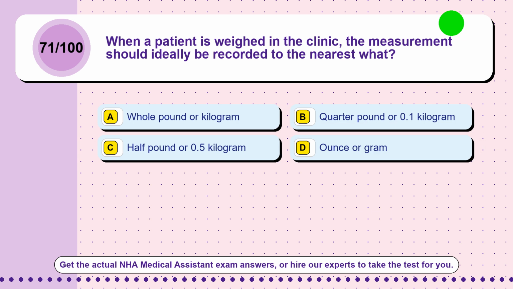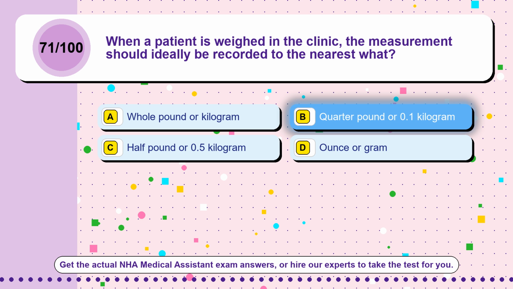Question 71. Which antiseptic is recommended for a patient undergoing a skin puncture for a blood culture if they are allergic to chlorhexidine? Option A. 70% ethyl alcohol. Option B. Povidone. Option C. Hydrogen peroxide. Option D. Benzalkonium chloride. The correct answer is option B.